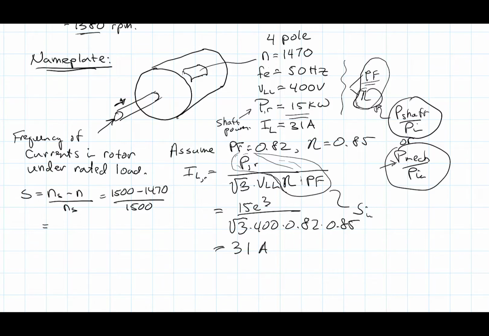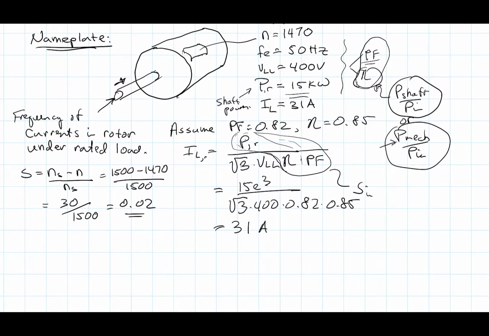I'm sorry, let me do that again. 1500 minus 1470 is 30, divided by 1500. So 30 divided by 1500 is 0.02. That's the slip.